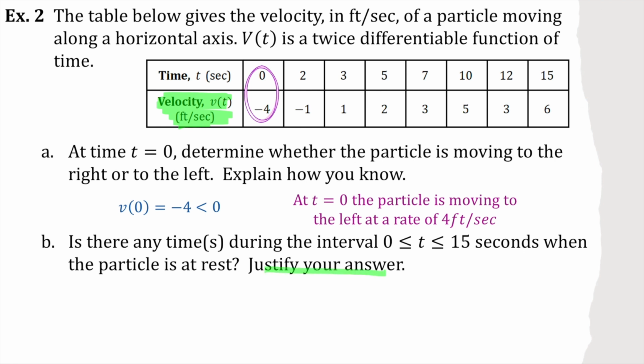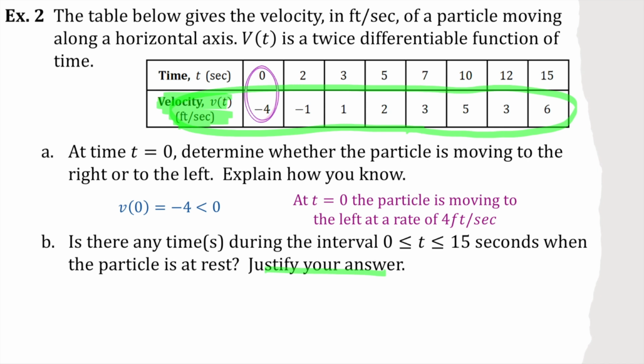And of course, we need to justify. How do we figure that out? It's asking, is the velocity ever 0? Look at the table. Can you find a spot where the velocity might be 0? None of these velocity values are 0.